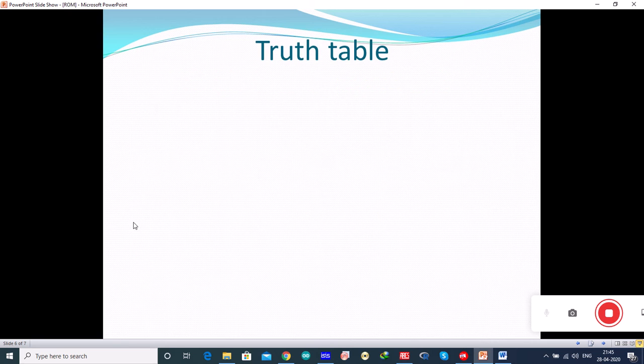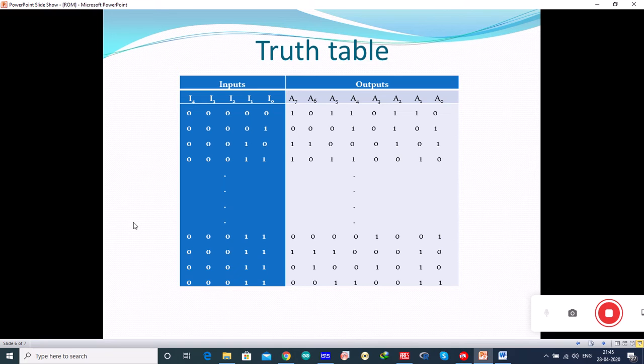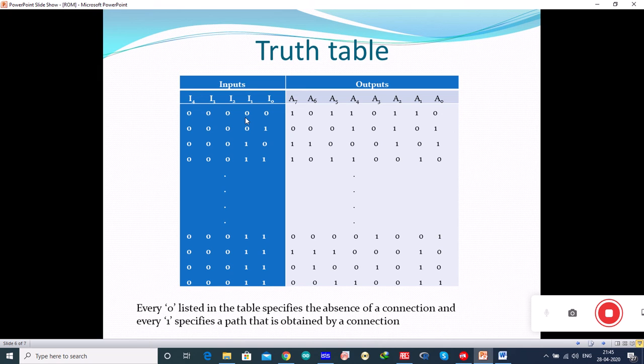Let us consider an example. Consider that the ROM is specified with the given truth table. You can see here this is the truth table. You have 5 inputs here and 8 outputs. Every 0 listed in the table specifies the absence of a connection and every 1 specifies a path that is obtained by the connection. That means if you have a 0 there is no connection, and if you have a 1 there is a connection.